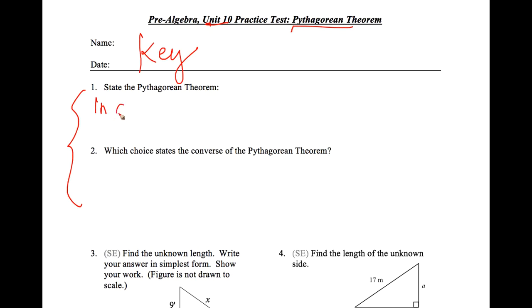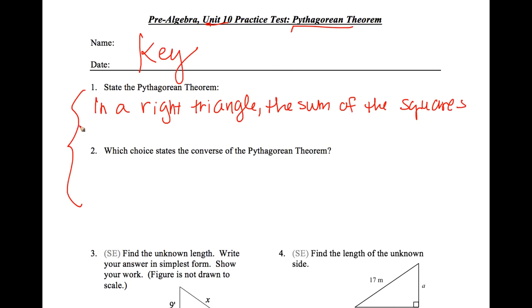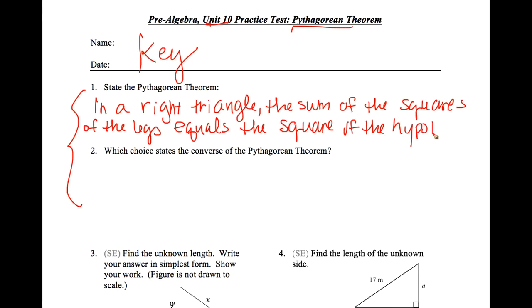So for the Pythagorean Theorem, in a right triangle, the sum of the squares of the legs equals the square of the hypotenuse. Now the variation that you might get would be, you could possibly say, in a right triangle, the square of the hypotenuse equals the sum of the squares of the legs.